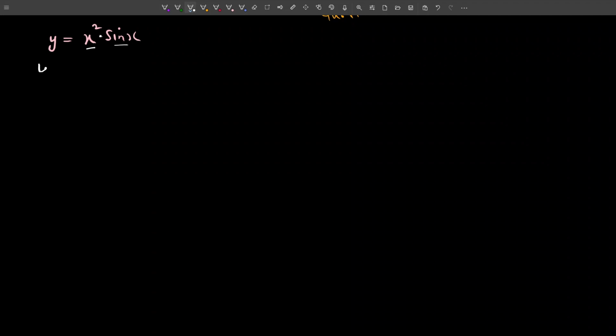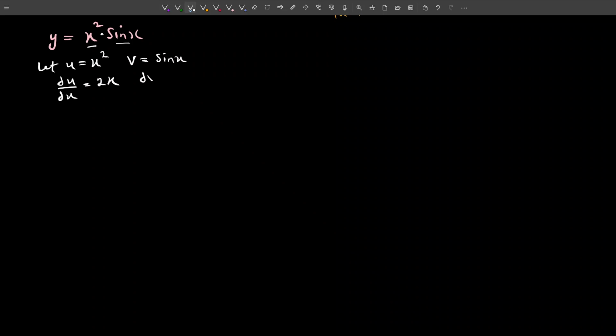So you can say let u be x squared and v be sine x. So differentiating u with respect to x, I will have du dx. That should give me 2x. And differentiating v with respect to x, I will have cos x, because when you differentiate sine x, you get cos x. So since this is product rule, I can use the formula of product rule that says dy dx is u dv dx plus v du dx.